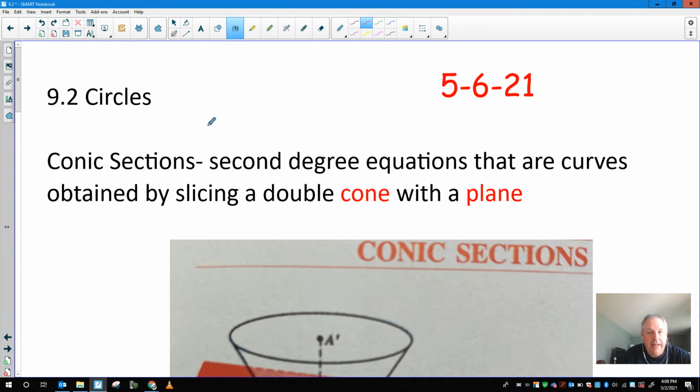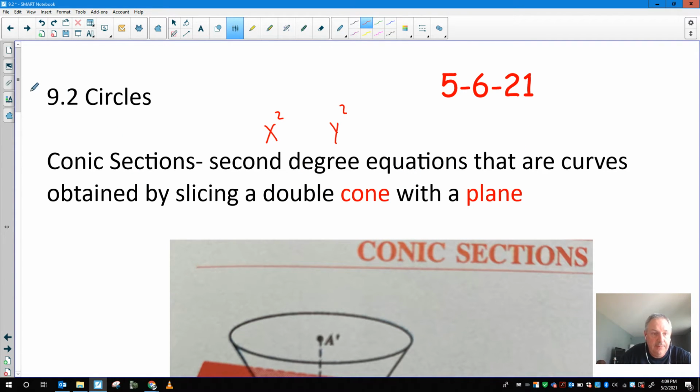So what we're going to talk about today and tomorrow are circles. Now, you know a lot about circles, but we're going to learn more about circles. The next 4 sections are what we call conic sections. They're second degree. That means you're going to have squared. You might have both an x squared and a y squared. Secondary equations that are curves obtained by slicing a double cone with a plane.